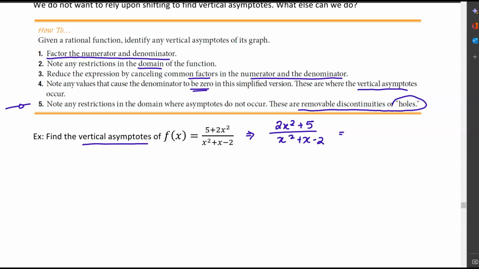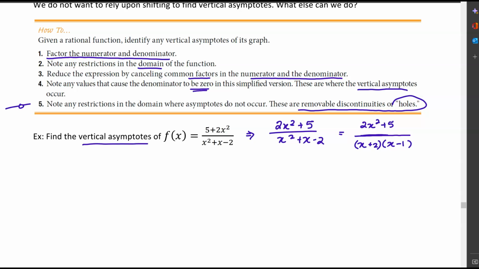Now we want to make sure that we can factor the denominator. We can't really factor that numerator, so that numerator is going to stay the same. But we can factor that denominator, and we get x plus 2, x minus 1. Since we're unable to factor that numerator, there's no canceling or anything that can occur here.